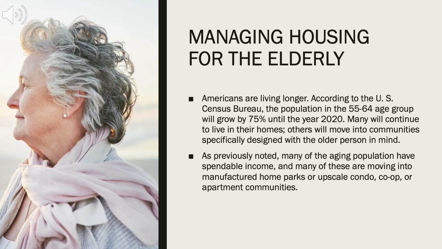Managing housing for the elderly. Americans are living longer. According to the U.S. Census Bureau, the population in the 55 to 64 age group will grow by 75% until the year 2020. Many will continue to live in their homes. Others will move into communities specifically designed with the older person in mind. As previously noted, many of the aging population have spendable income, and many of these are moving into manufactured home parks or upscale condo, co-op, or apartment communities.